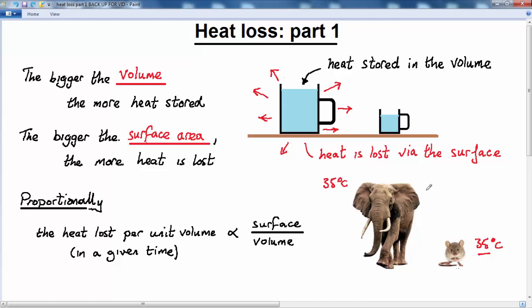So it's not just the size of an object which affects the rate at which heat is lost, but it's also the shape of an object. So in the next lesson we're going to have a look at how shape affects the heat loss problem.